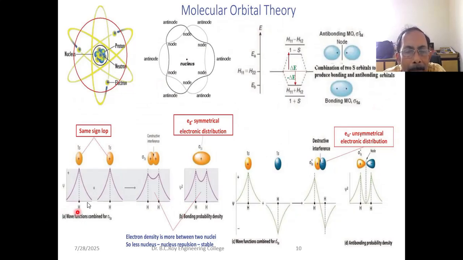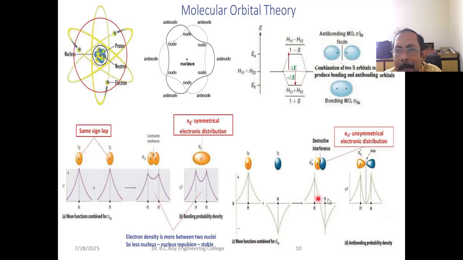See here, two such 1s orbitals overlapping in phase give us bonding. Whenever we are considering bonding, the electron density in the middle of the two atomic orbitals is increased. Before the overlap and after the overlap, it is increased or enhanced.